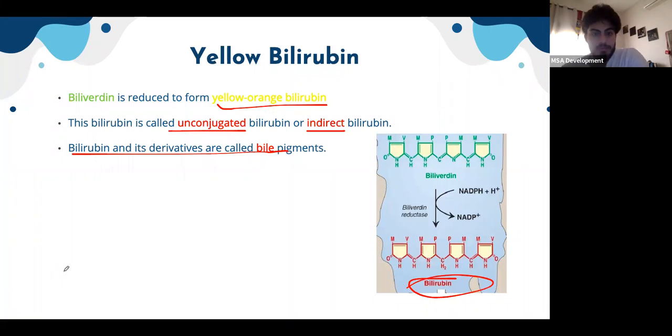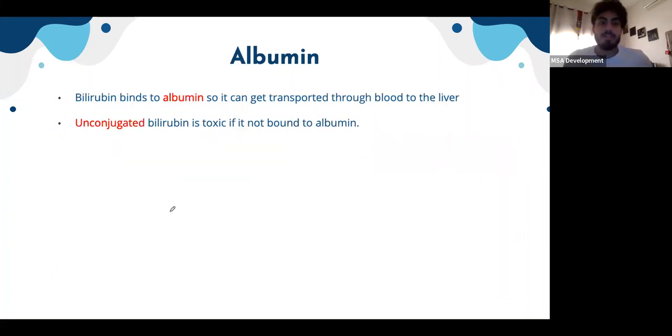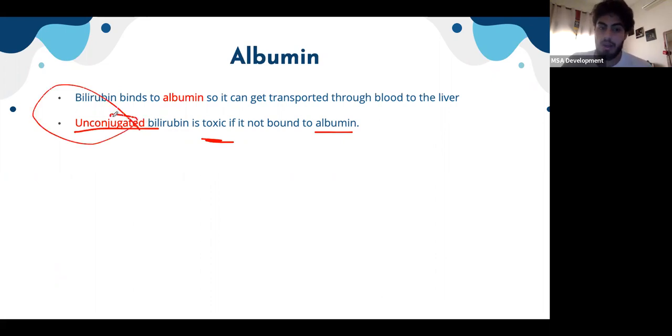Okay. All right. Albumin. So albumin is what makes bilirubin basically less toxic because it's usually toxic. The unconjugated bilirubin is usually toxic. So when it binds to albumin, it's not freely in our body. It is still unconjugated, but it's bound to something else, bound to albumin. It's not just freely floating, right? So when it binds to albumin, it gets transported in the blood to the liver. Okay.